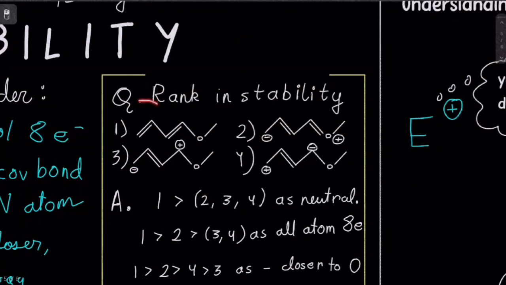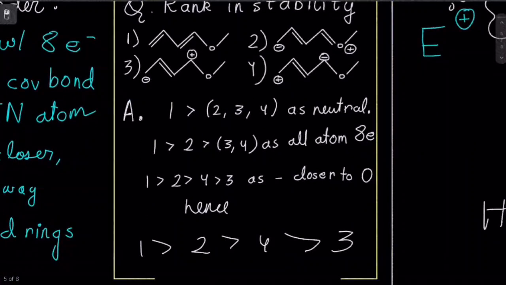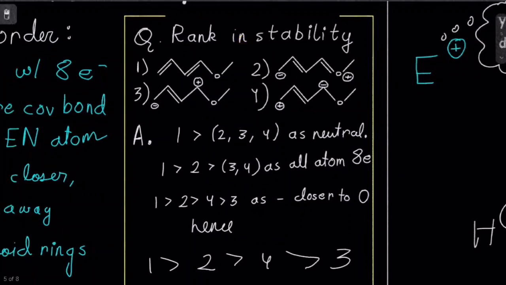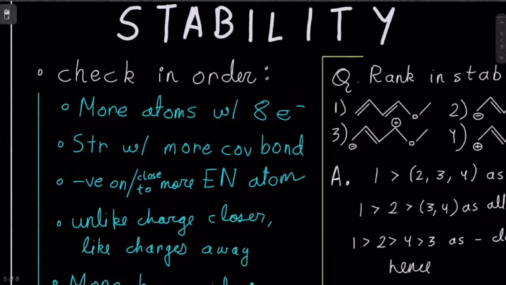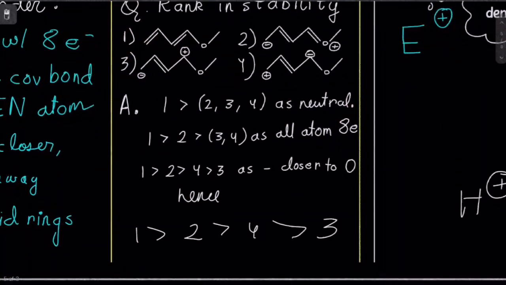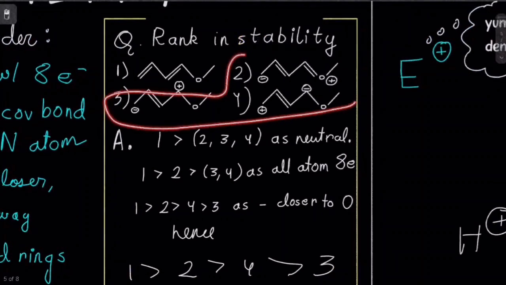For example, if we know these are resonance structures that have been given and we have to rank them in stability, see the workflow. I have not written the answer directly. I have written the workflow first. What do we see first? We see that 1 must definitely be the most stable resonance structure because we know it is the neutral one. And do I need to write that charges make anything unstable? But okay. First is the most stable resonating structure, and then we compare the other three.